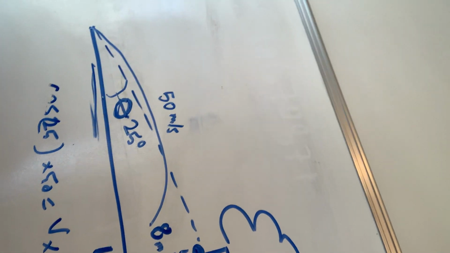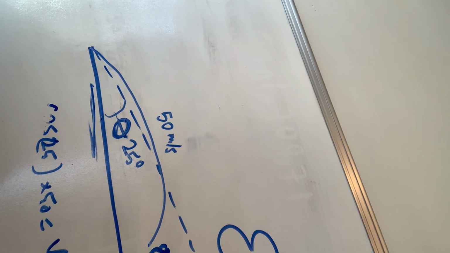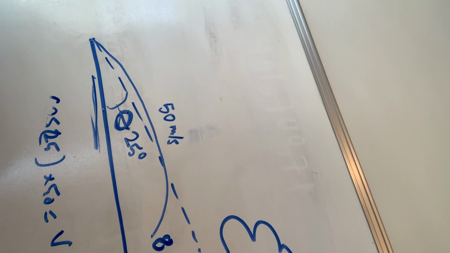So we're going to go ahead and do sine of 25 times it by 50 gives us an initial vy initial is equal to 21.1309 meters per second. So using that, now we can figure out the rest of this.